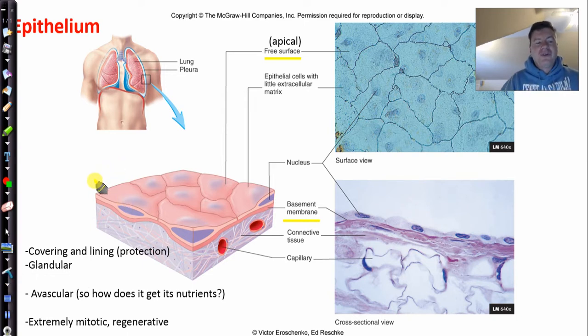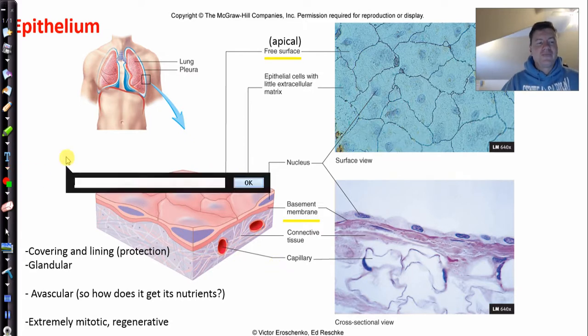When we talk about epithelial tissue, we have to recognize that epithelial tissue, in most cases, is going to have what's called a polarity.